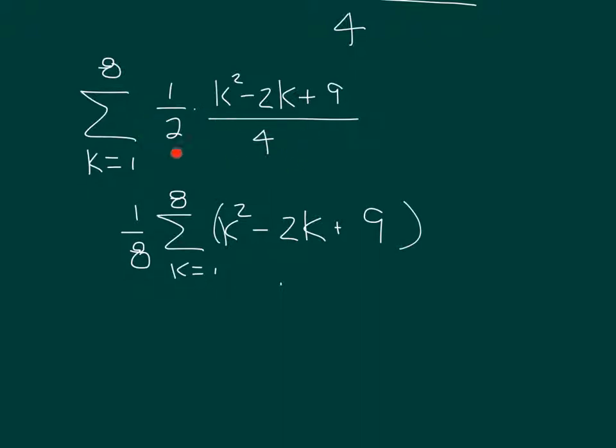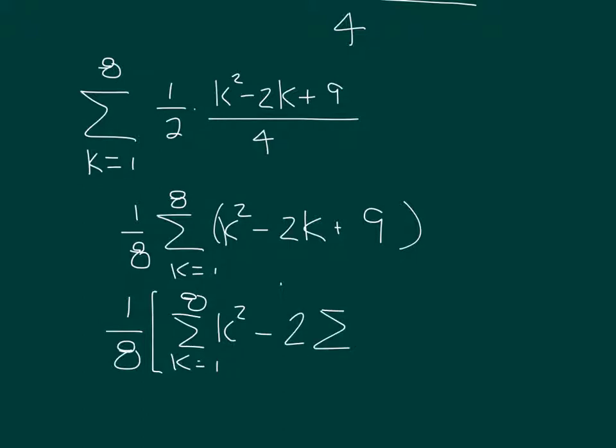In the denominator, I have 2 times 4, so that's 1/8, and I'm just pulling it out to the outside here. And I'm going to worry about that later. So I'll have the 1/8 waiting outside. I'm going to have sigma k squared. Again, k goes from 1 to 8 minus 2 sigma k. K goes from 1 to 8 plus sigma 9. K goes from 1 to 8.